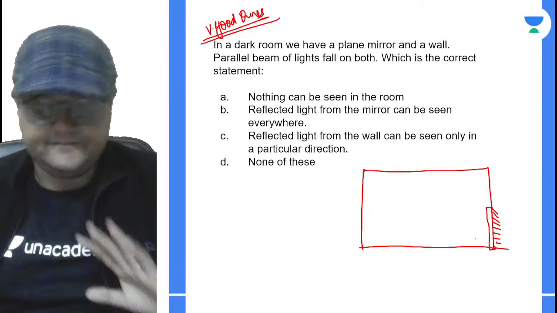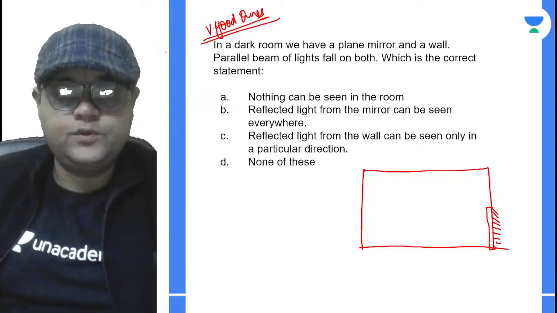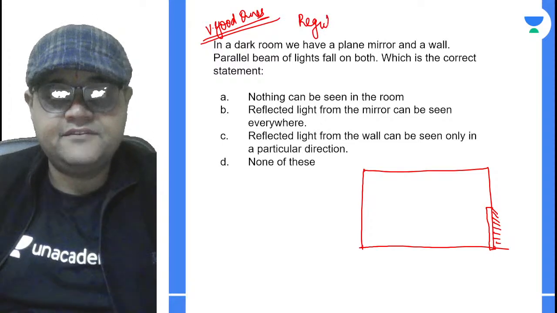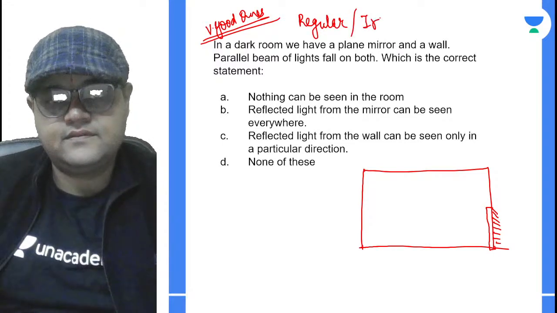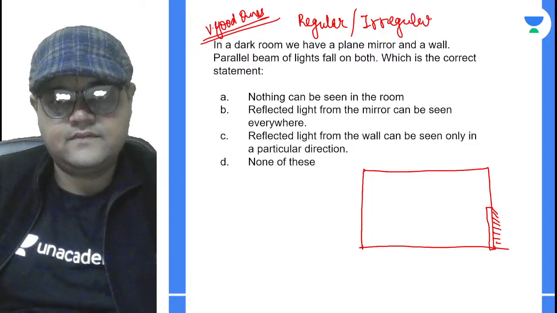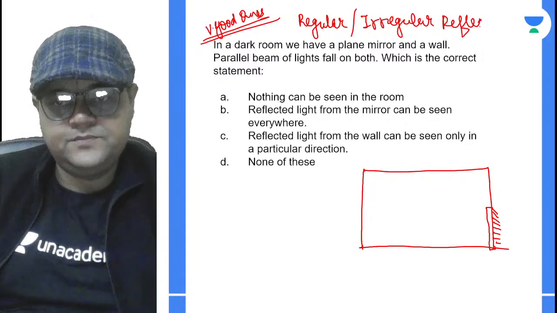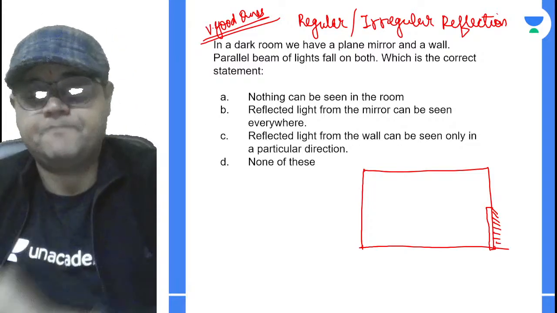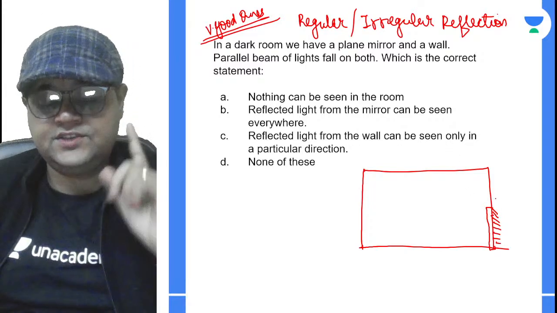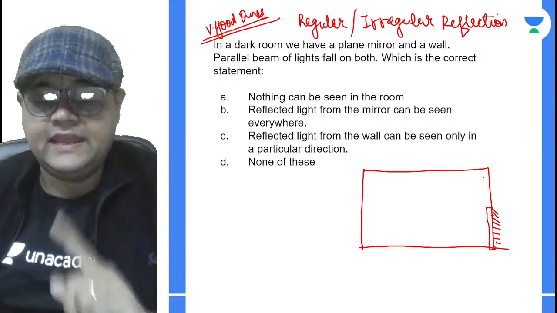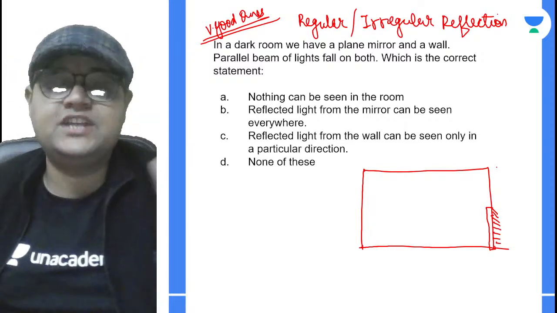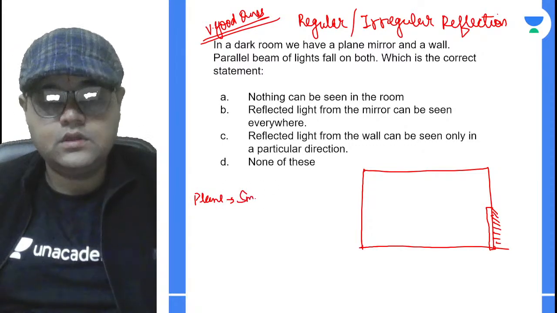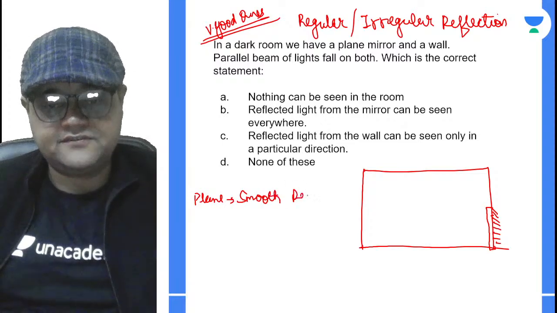Let me give you a hint and make it a bit more interesting. The question is based on regular and irregular reflection. Now you want to change your options. See, a plane mirror. Just note what I am saying. A plane mirror obviously is a smooth, polished, reflecting surface. Yes, a plane mirror can be regarded as a smooth reflecting surface.